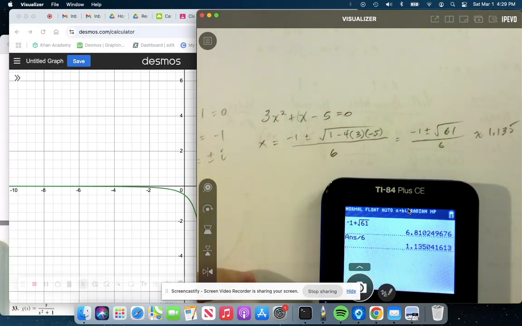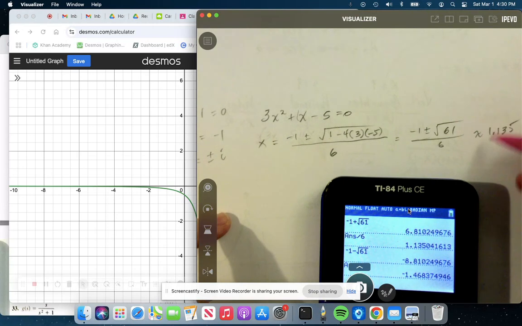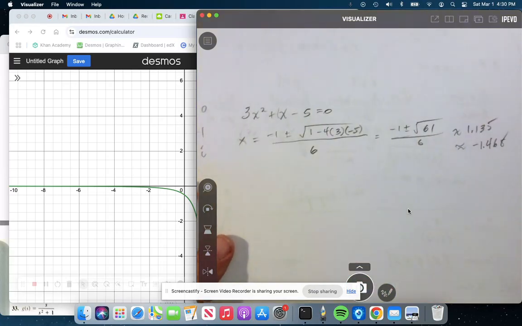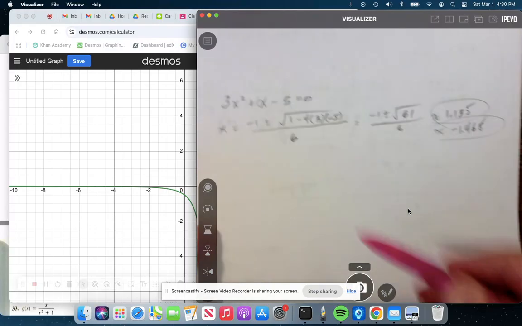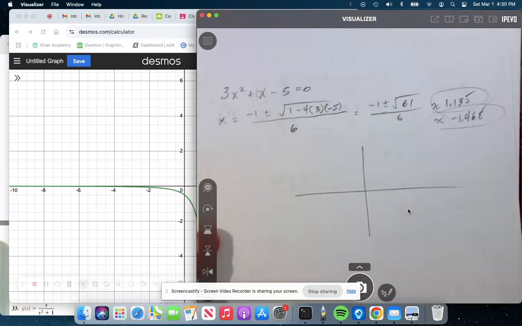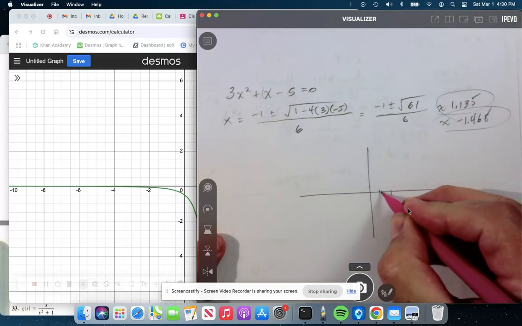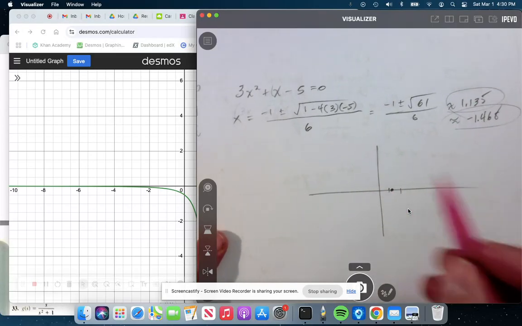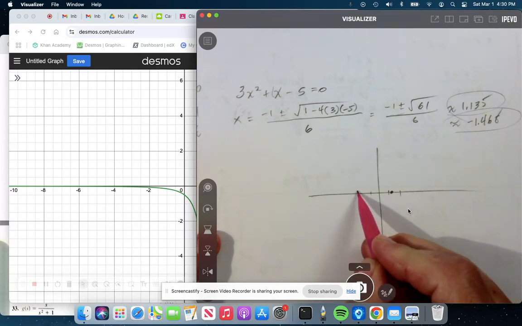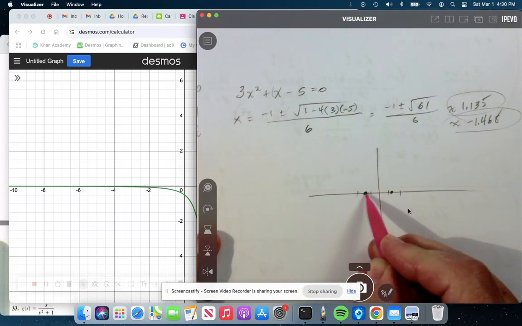And if I do the same thing again, but minus, divided by 6, I get a negative 1.468. Okay, so those are my two zeros on the graph. So if I were to try to graph this thing, I know here's 1, here's 2, at about 1.1, so right about there we're going to cross the x-axis. Negative 1.4, so there's negative 1, there's negative 2, that's almost in the middle, it's going to cross the x-axis again right there.